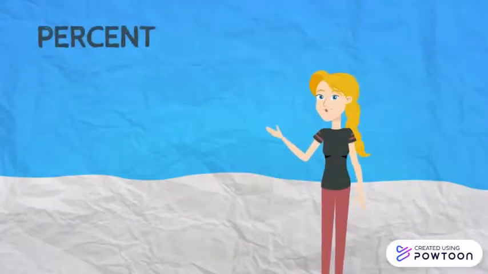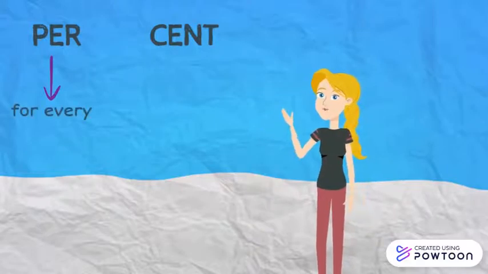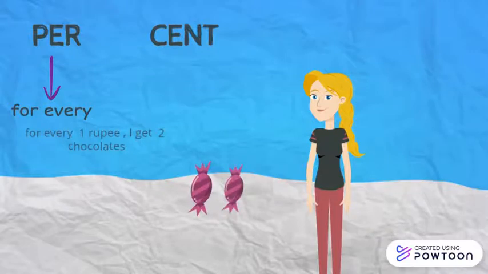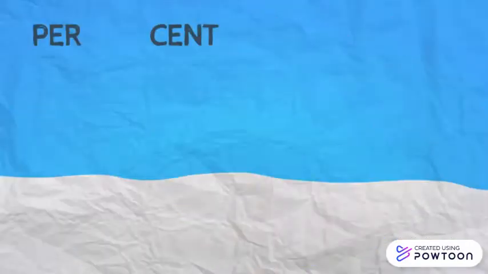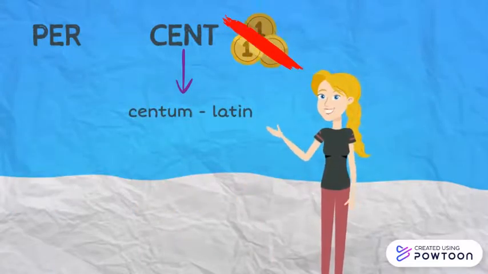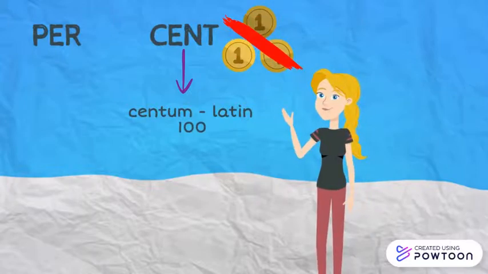What is percent? Let's split the word into two parts, per and cent. Per means for every, like for every 1 rupee, I get 2 chocolates. We can replace it with the word per, like per 1 rupee, I get 2 chocolates. Cent is not the coin type of cent. The word cent is derived from the word centum, which is a Latin word meaning 100. So percent means per 100.